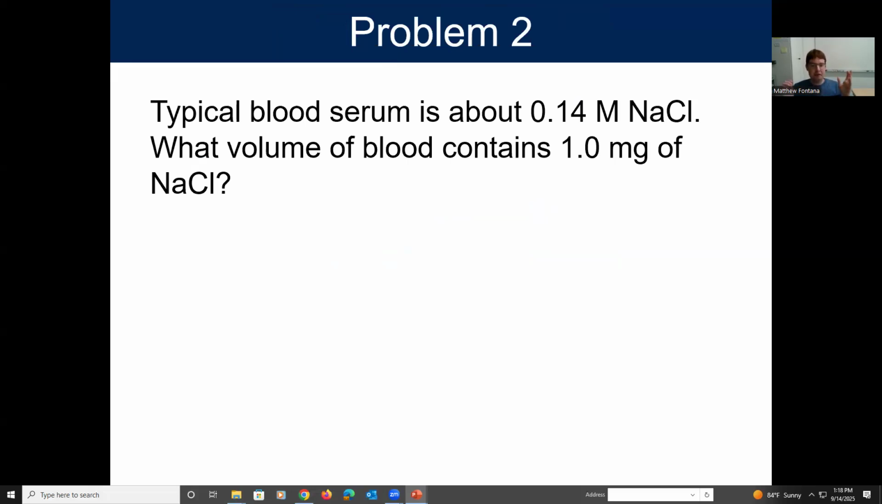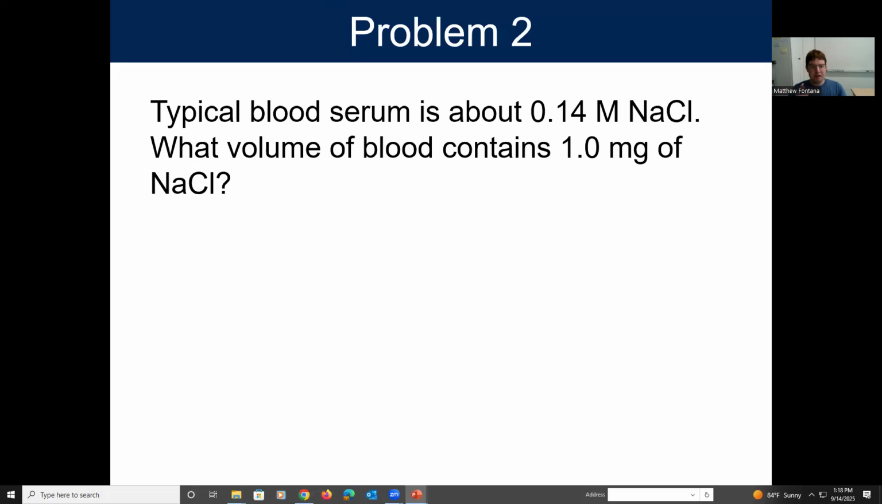Okay, so here's a health example that we can look at. Typical blood serum is about 0.14 molar sodium chloride. What volume of blood contains 1 milligram of sodium chloride? Okay. So the key thing to point out here is we're asked what volume of blood is going to contain 1 milligram of sodium chloride.